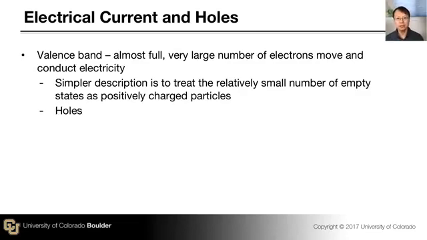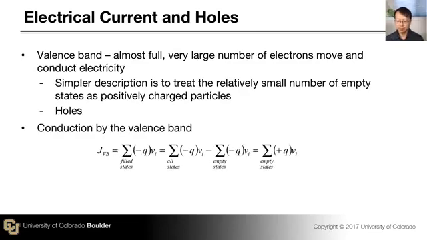So if we have a simpler description that allows us to do the summation more easily, that will be beneficial, and that is the concept of hole. In other words, total current density in the valence band is the summation of the product negative Q, electronic charge, times its velocity for all of the electrons in the valence band. Now, that can be rewritten as the difference between the summation over all states, empty or occupied, minus the same products summed over empty states.